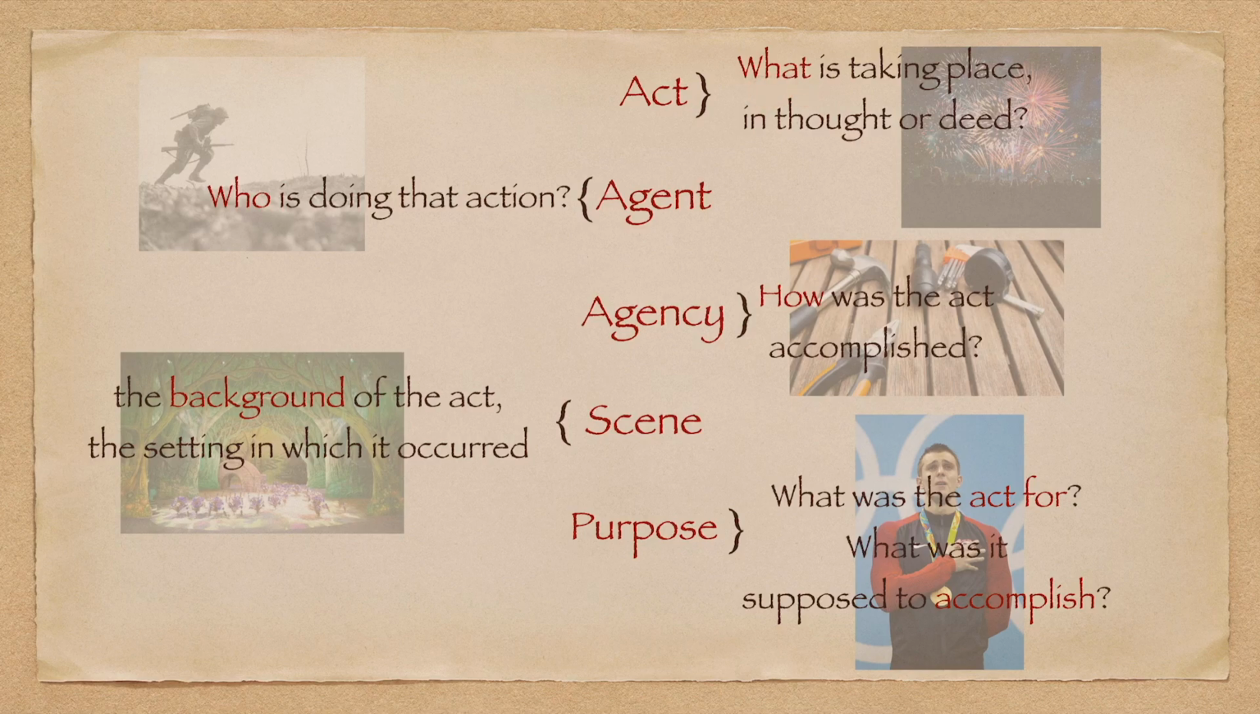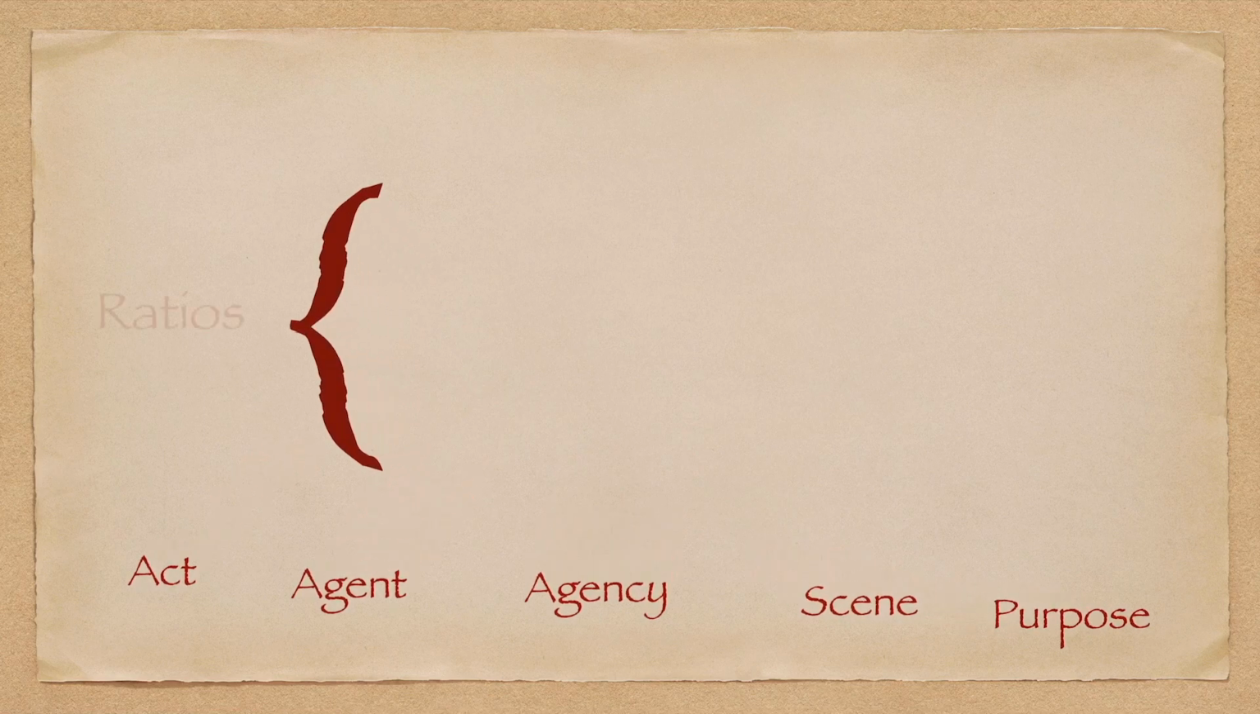They tell us what is taking place. They tell us who's doing that act. They tell us what tools are being used to accomplish that act. They tell us the setting, the ambience, the situation in which the act is occurring. And they give us the purpose, the intention. What was the act for? What was it supposed to accomplish? What is the intent, if you will, of the act? What was it going for? All right. So those are the elements of the pentad: clear, plain, and simple.